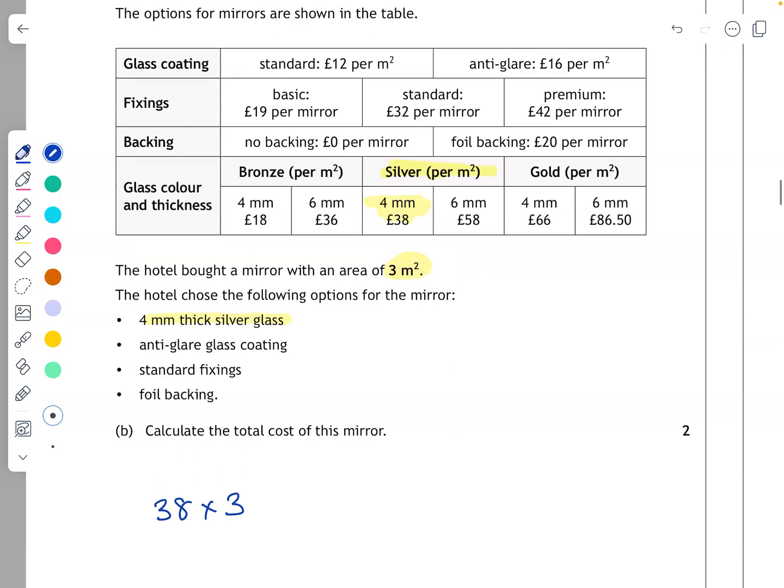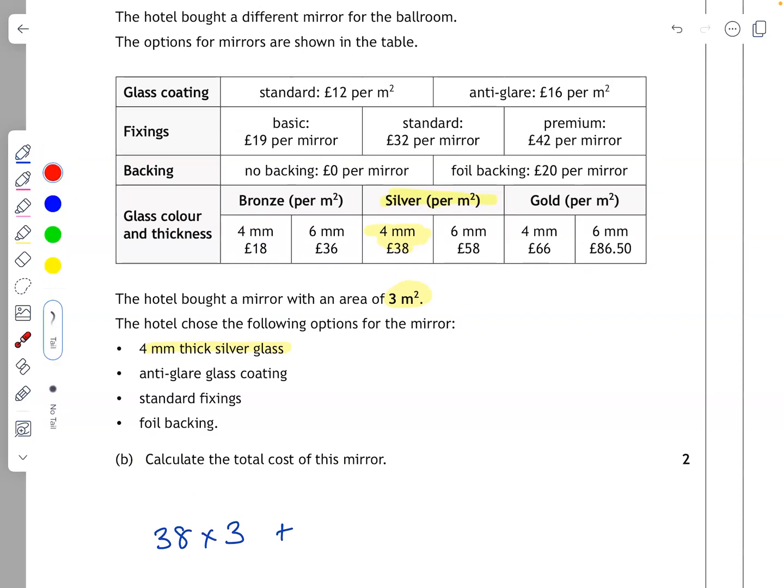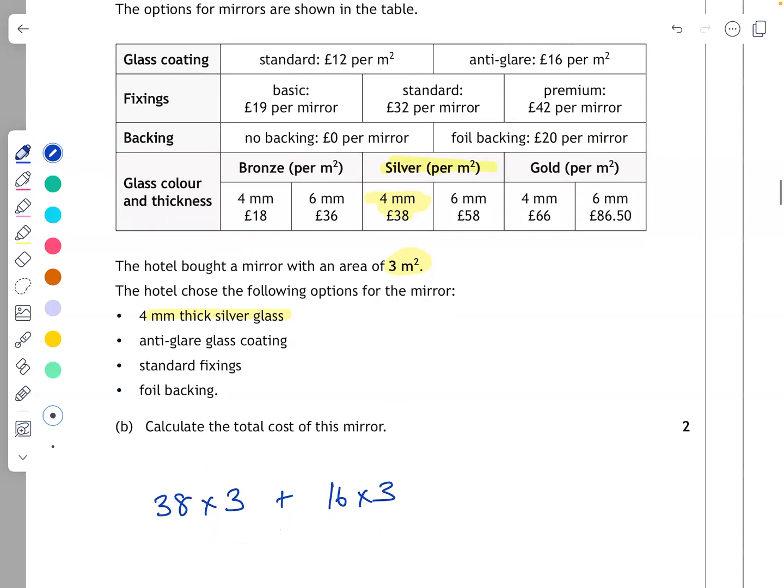The next part is the anti-glare coating. So we're going to add that with the anti-glare coating. So let's see the coating. So we've got standard or anti-glare. It's £16 per metre squared. Again, we've got 3 square metres. So this is going to be 16 times 3. So that's for that one. So I'll highlight this as I'm going along so you can see where I'm getting the values from.